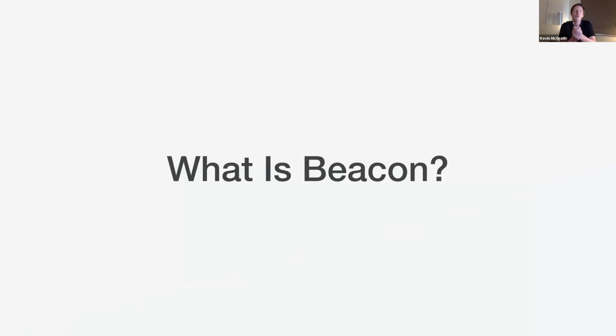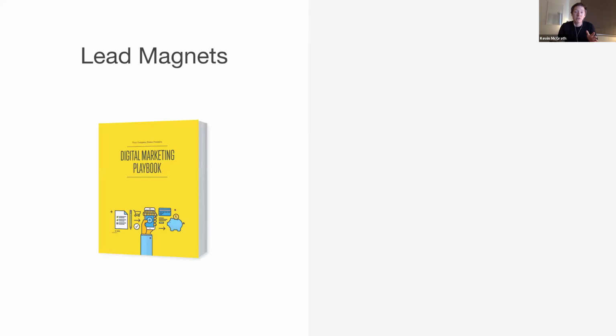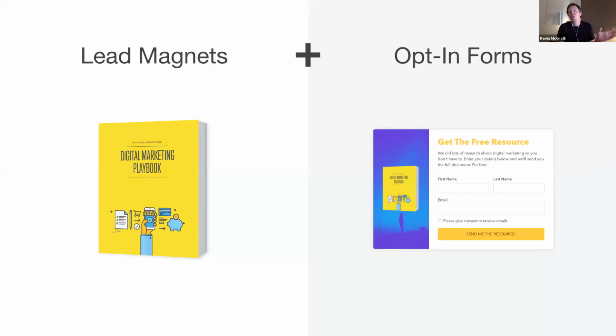Before we get into the demo, I want to tell you what Beacon is. Essentially, Beacon is a tool for creating lead magnets. Things like eBooks, checklists, resource guides, that's a lead magnet. But we also help you create the opt-in forms that go with the lead magnet as well. There are a lot of tools out there to help you create opt-in forms, but only a couple to help you create ebooks and lead magnets. We're the only team that helps you do both. So if you need lead magnets and an opt-in form, we can help you get both of them set up really quickly.